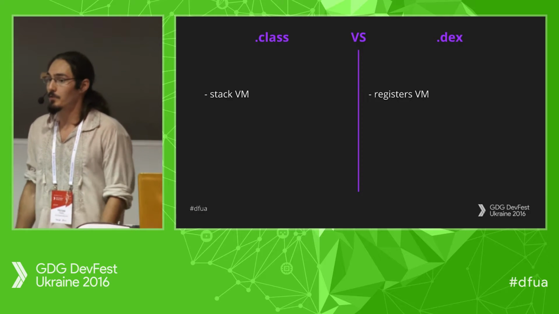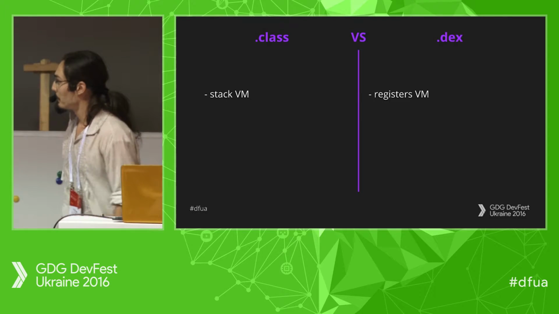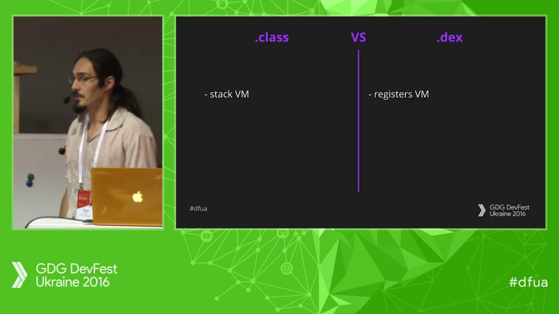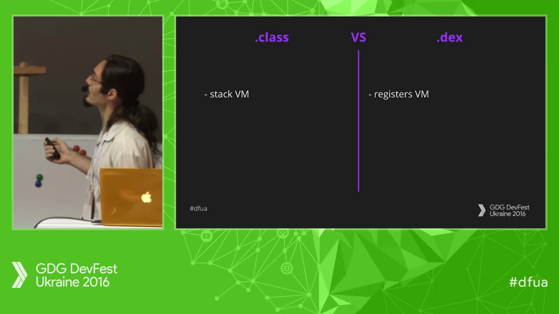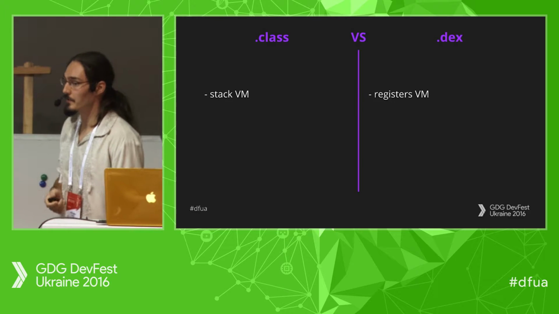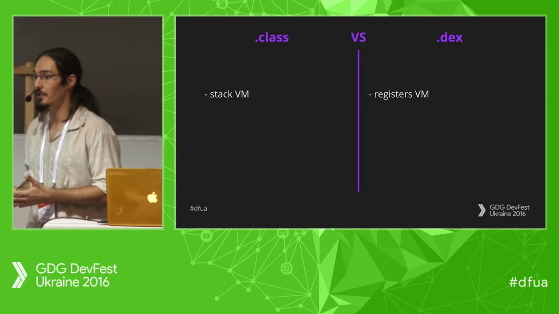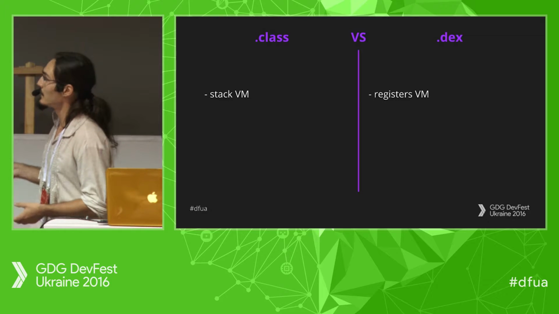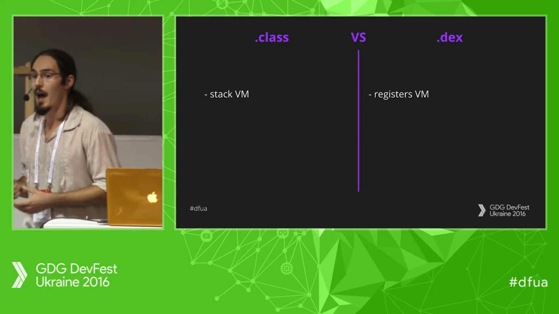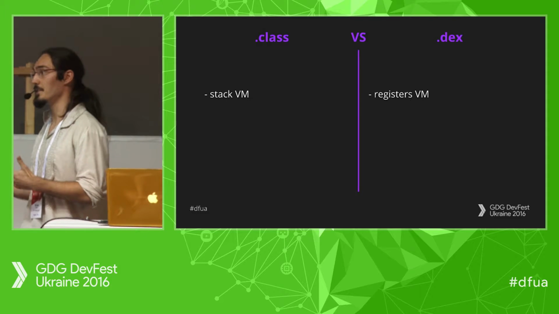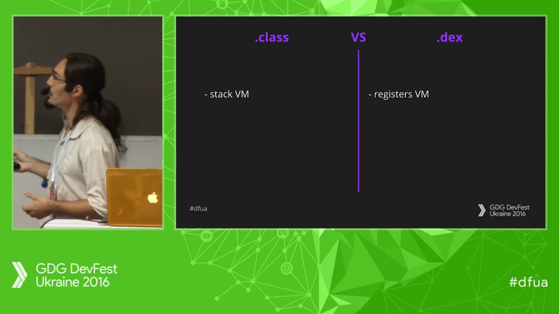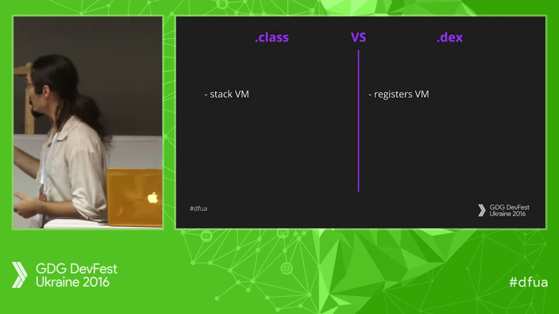A couple of words about DEX and the differences between Java bytecode or class files and the DEX file. The first big difference is that the Java virtual machine is a stack-based virtual machine, and the DEX format is designed to work with a register-based virtual machine. What does this mean?